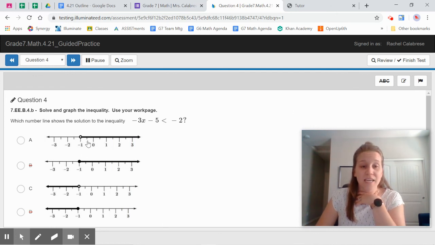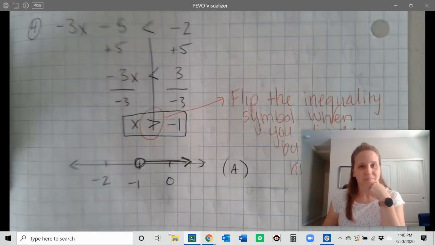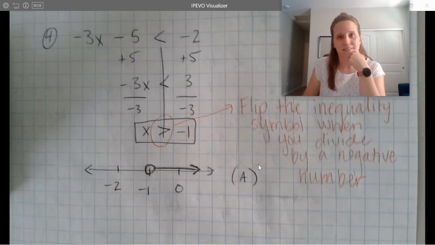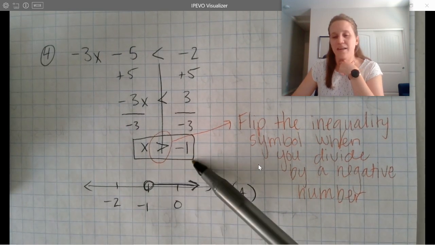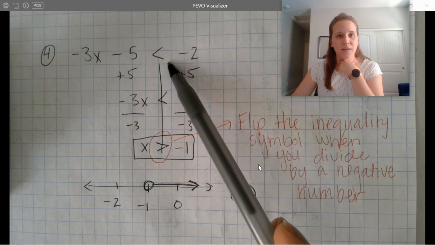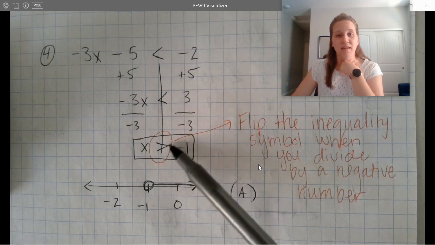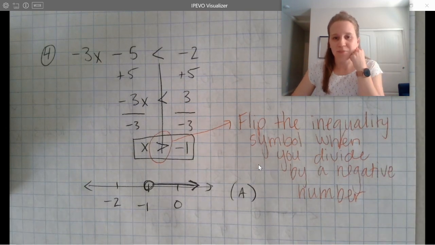This question is really checking: did you remember, should you flip the inequality symbol or not? Okay. I hope you got it. Here's my work. My solution was x is greater than -1. Notice how my inequality symbol was less than, and then once I divided by a negative, it flipped to greater than. We flip the inequality symbol when you divide by a negative number. In this problem, that was true.